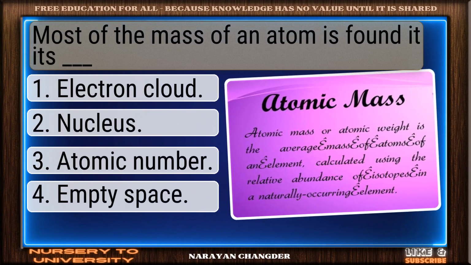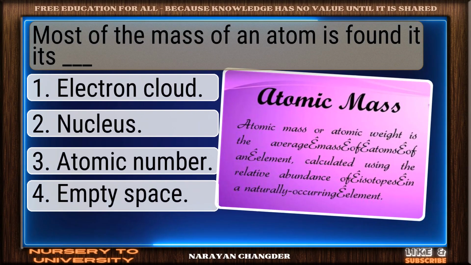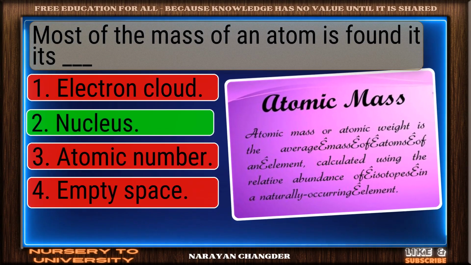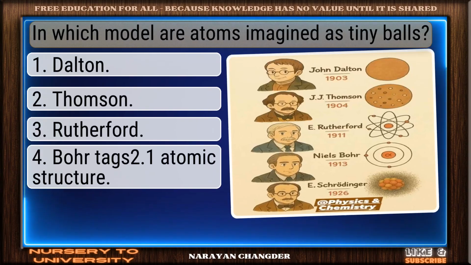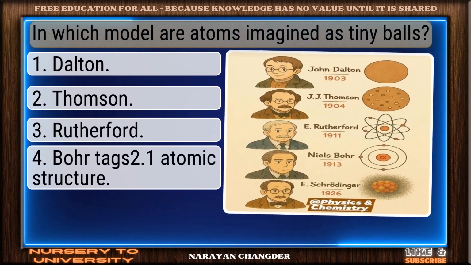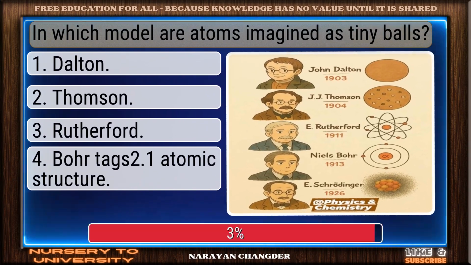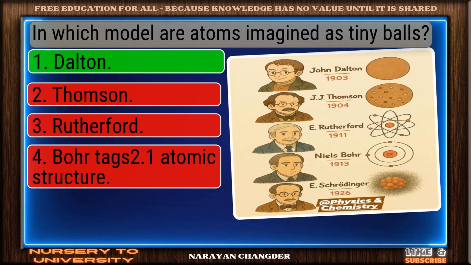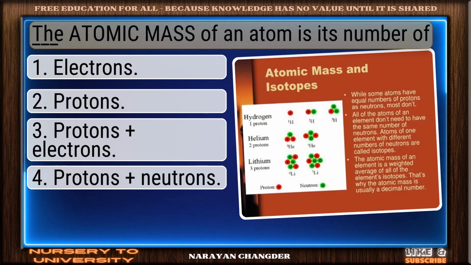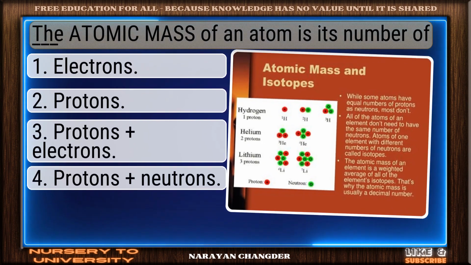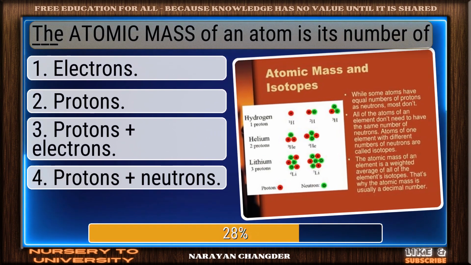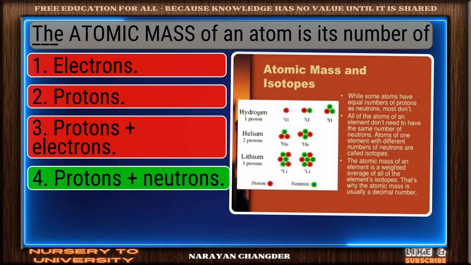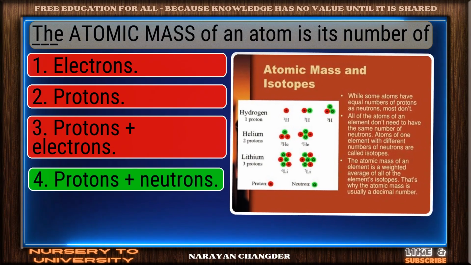Most of the mass of an atom is found at its dash. Smart pick. Nucleus is the correct choice. In which model are atoms imagined as tiny balls? Smart move. Dalton is an accurate answer. The atomic mass of an atom is its number of dash. You got it. Your choice protons plus neutrons is right.